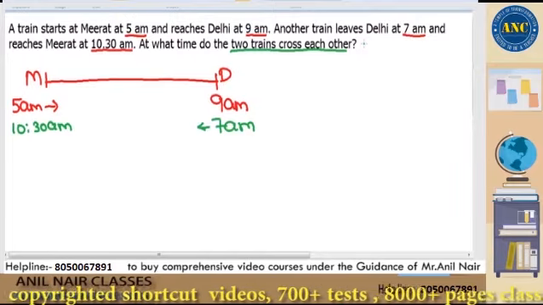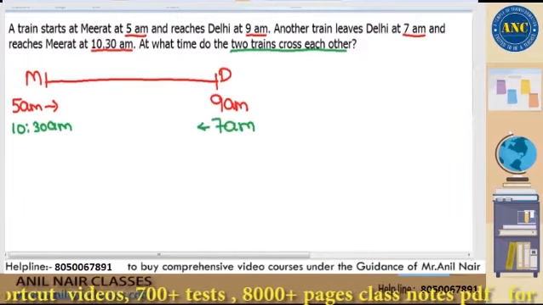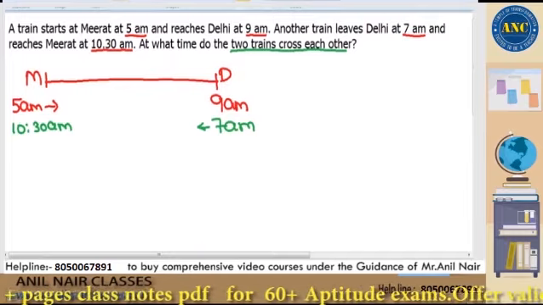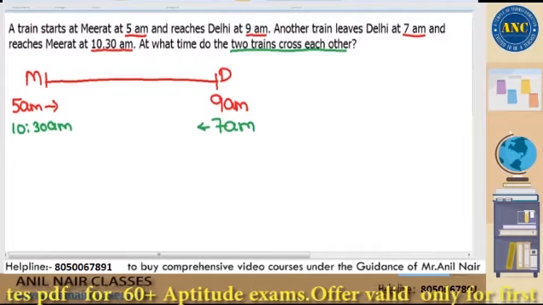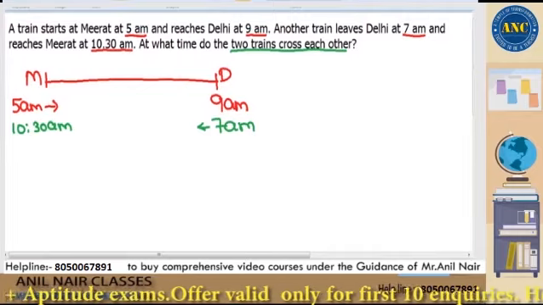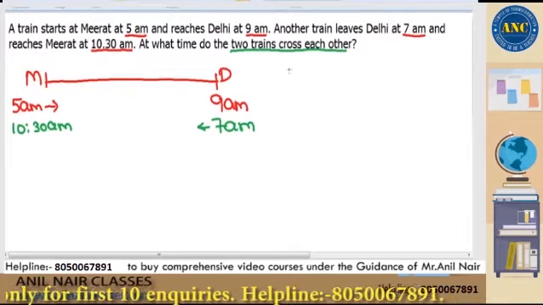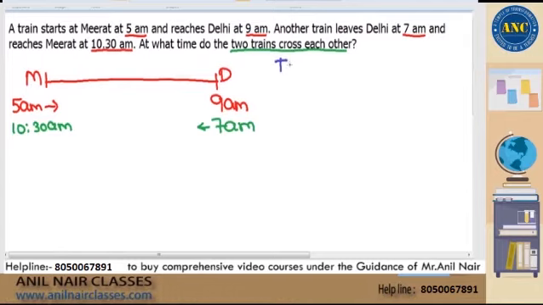Now, listen to this carefully, sir. Same analogy I'll implement. I will only implement one particular logic which we kept on discussing from part 1 of time, speed and distance. That is nothing but distance is constant. You will understand the importance of this in such kind of high level questions. First of all, time taken from Meerut to Delhi, how much is it? 5 o'clock to 9 o'clock is 4 hours. Similarly, time taken from Delhi to Meerut, 7 o'clock to 10:30 a.m., is 3.5 hours. 3.5 hours is nothing but 7/2 hours.